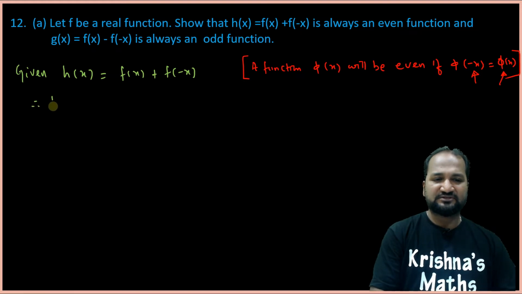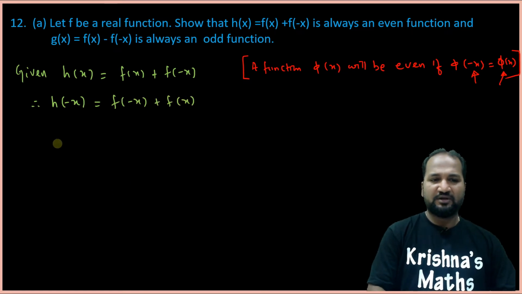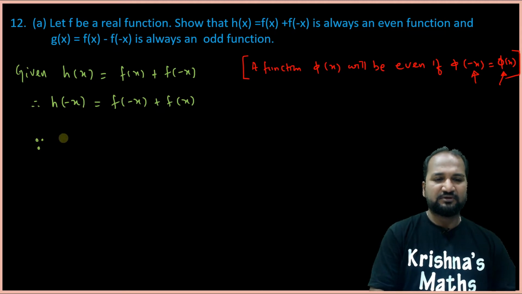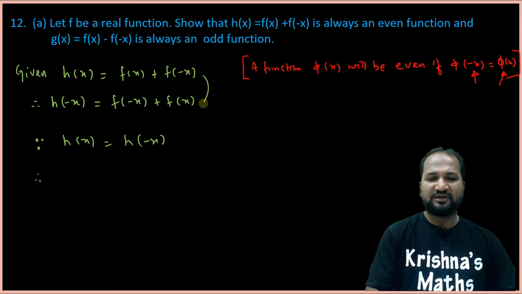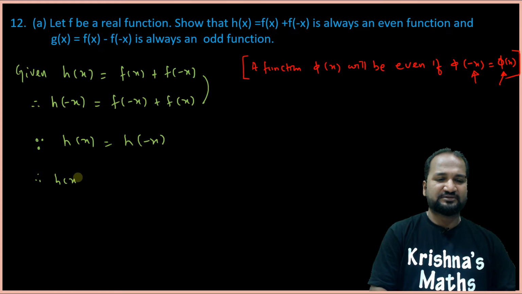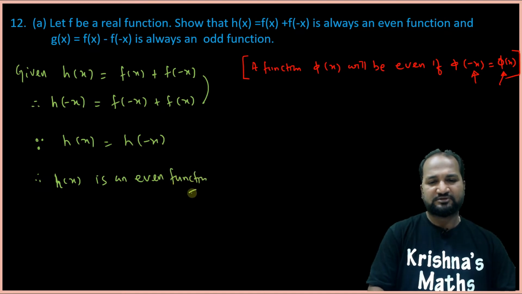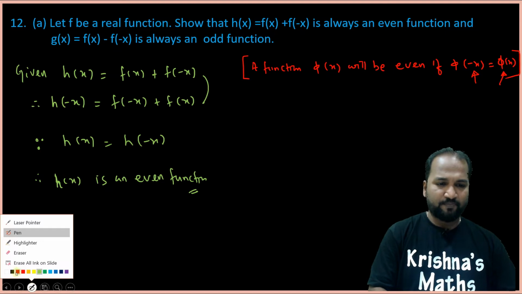Now h of x is given. Now let us find the value of h of minus x equal to f of minus x plus f of minus x is f of x. Now since h of x is equal to h of minus x, therefore h of x is an even function.